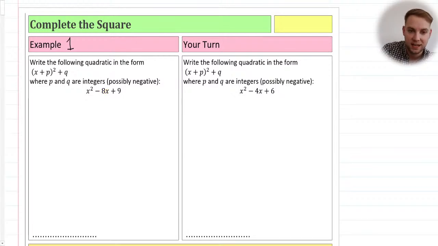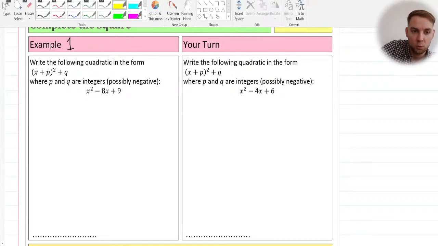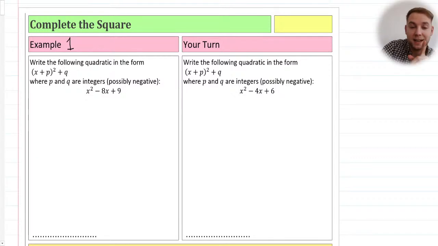But in this case here, I halve this middle number. Sorry, the middle number is minus 8, so half of this is minus 4, and I put that in a square bracket added to x. So it's going to be x minus 4 all squared, like so. That's your first step, step 1.